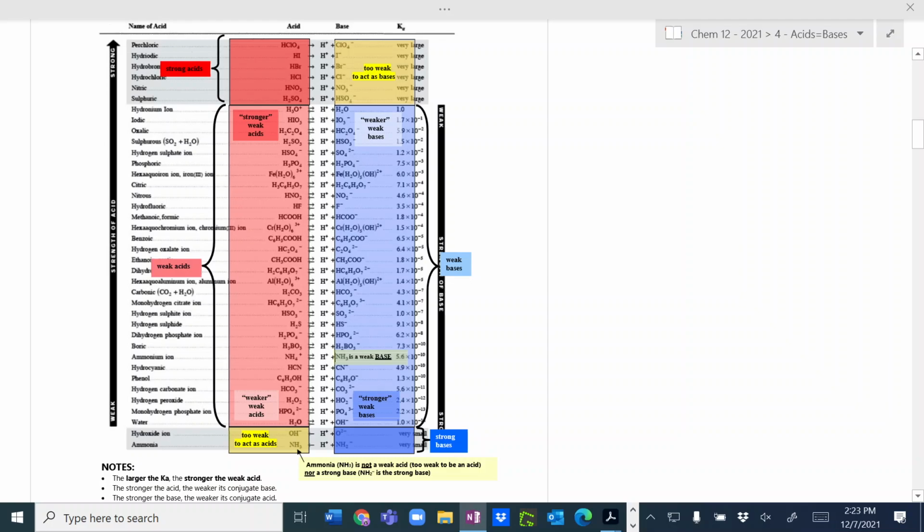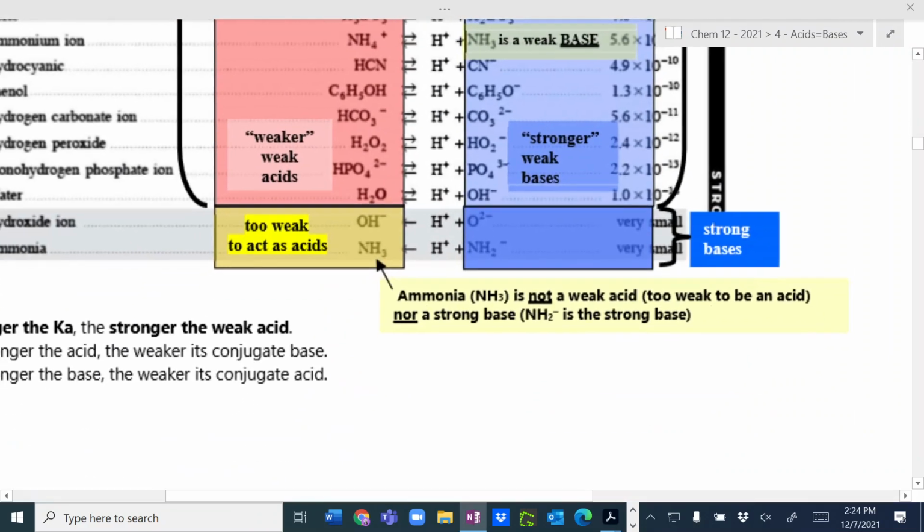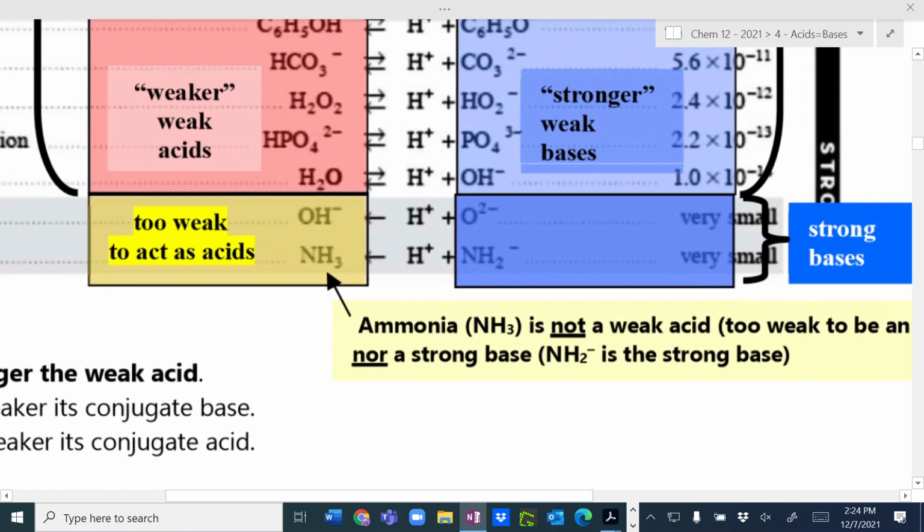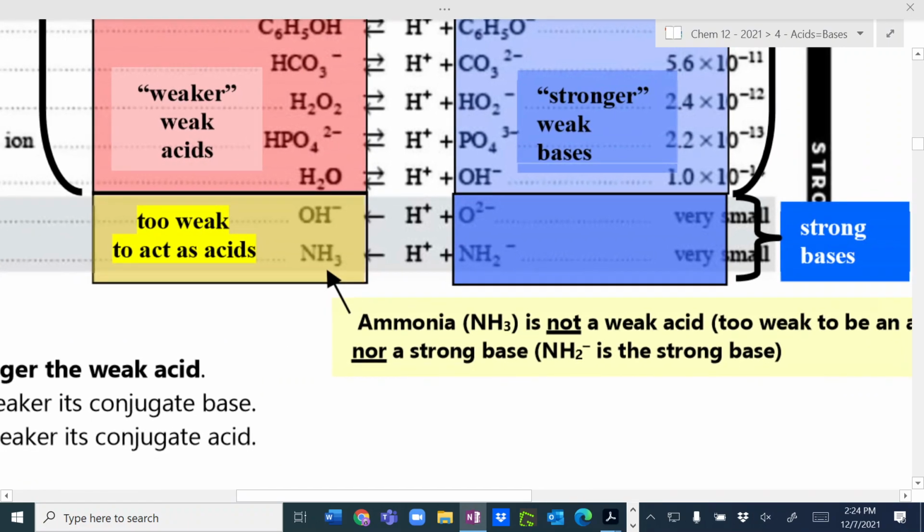Yellow isn't red or blue. That means they are neither acids nor bases. It means that we have our strong acids, we have our weak acids, which get weaker and weaker all the way to the bottom, where we have our weakest weak acids. And then finally, down at the very bottom, we have OH minus, which is too weak to act as an acid. Does it make sense that hydroxide is not an acid?